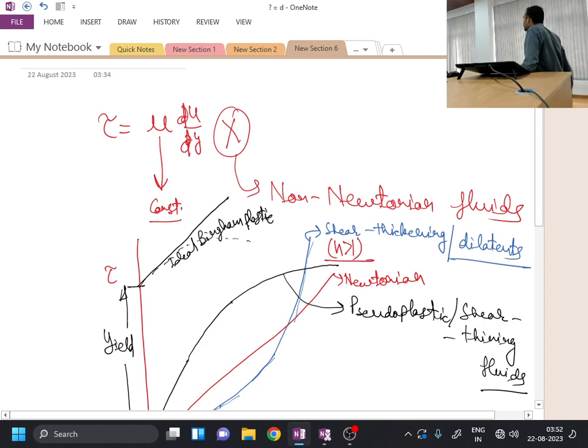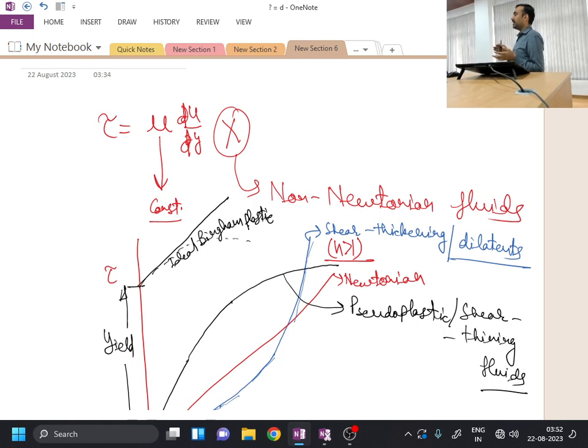Is this one clear? Okay, ultimately we are having K into (del U by del Y) to the power N minus 1. If N is greater than 1, then whatever quantity we get will come in multiplication. But for shear thinning fluids, whenever the shear rate or velocity gradient is increasing, our viscosity of the fluid is decreasing.